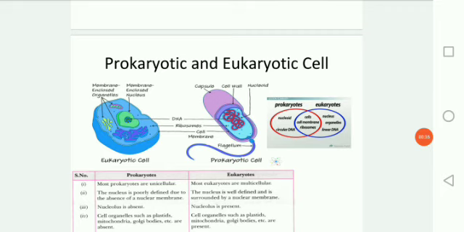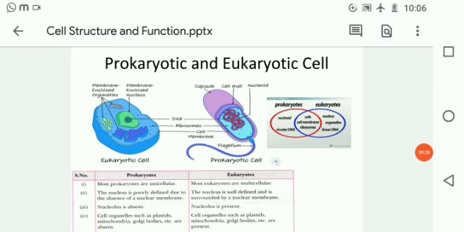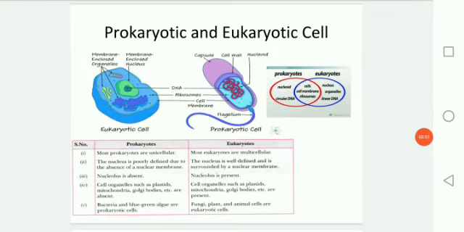In prokaryotic cells, they do not have a nuclear membrane or a well-defined nucleus. They have a nucleoid in its place, and there is circular DNA present in the form of a plasmid. In prokaryotic cells, the nucleus is absent, whereas the nucleus is present in eukaryotic cells. In prokaryotic cells, the cell organelles like mitochondria and so on are also absent, whereas in eukaryotes, all the organelles are present.